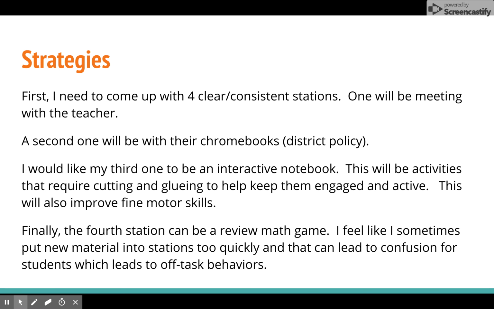The first thing I need to do is to come up with 4 clear, consistent stations. One will be meeting with me. A second one will be on their Chromebooks doing the Dreambox math. After that, I'd like my third one to be an interactive notebook. And what I found from doing research is there's a lot of interactive notebooks that have activities that require cutting and gluing, which will help keep them engaged and active, and it will also improve fine motor skills while they're focusing on a math skill. And a fourth station can be a review math game.